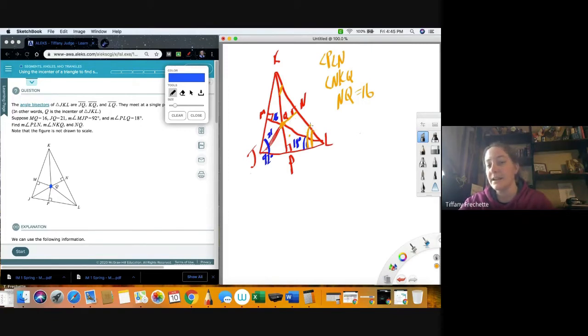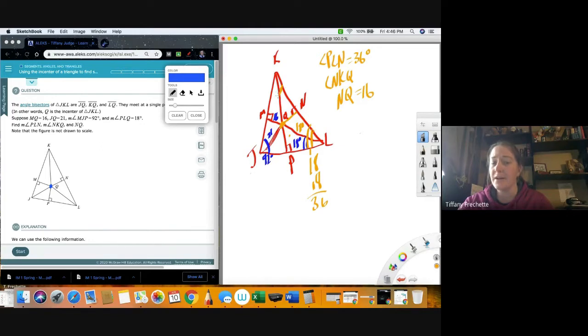Let's look at this angle down here, PLN, this large angle here. Well, remember, this is an angle bisector, which means it cuts it in half. So if we know that this is 18, this side is also 18. Remember, I want to know the whole thing, so I need to go 18 plus 18, and I get 36. So PLN equals 36 degrees.